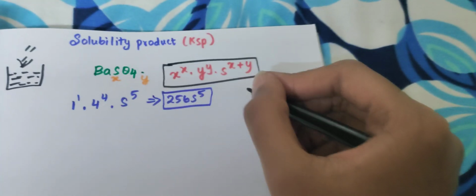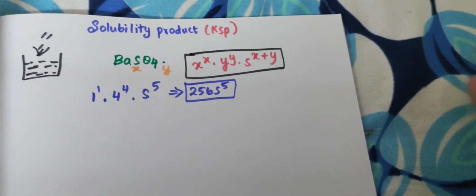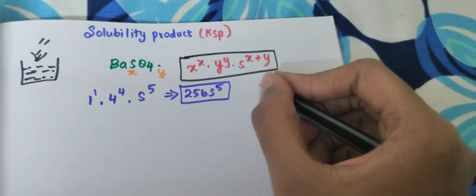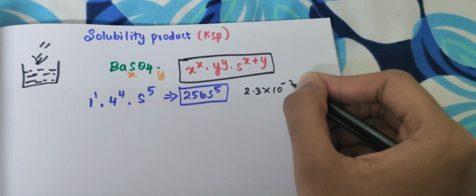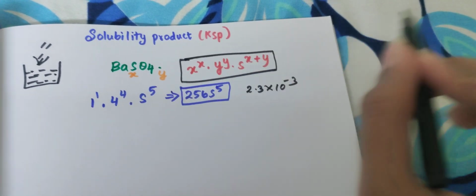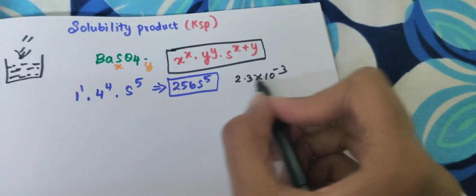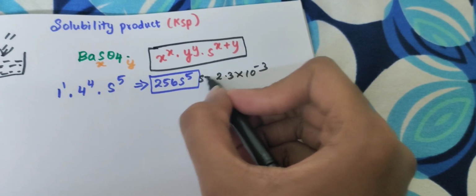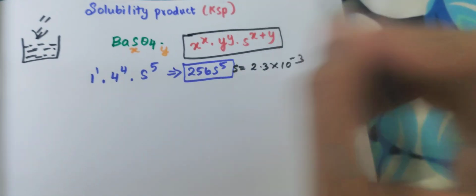In many questions they give you the S value. Suppose they give the S value as 2.3 into 10 to the power minus 3. Then in place of S, you just substitute the value given for S, and you will get the answer. In many questions they will directly ask you this itself.